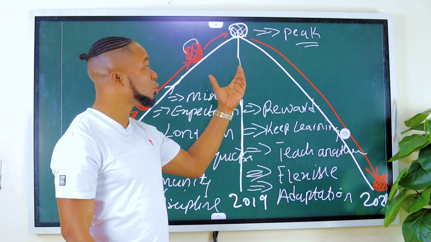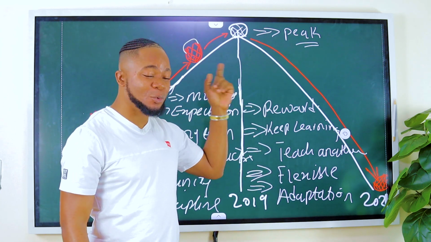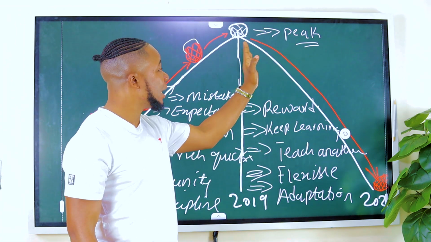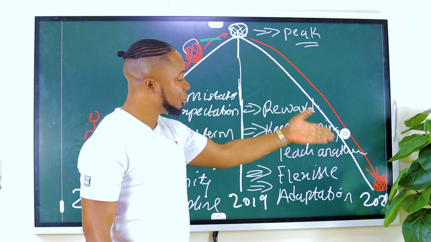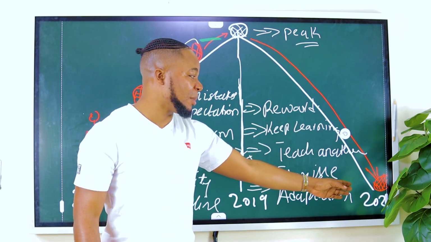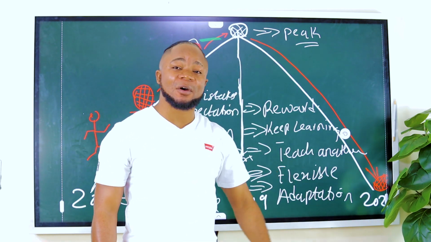Or if you've already gotten to the peak of the mountain, I'm going to help you stay on the peak of the mountain, or make sure your ball doesn't go in the opposite direction. Your ball should go down on this face of the mountain so that you should be able to attain that level of success.